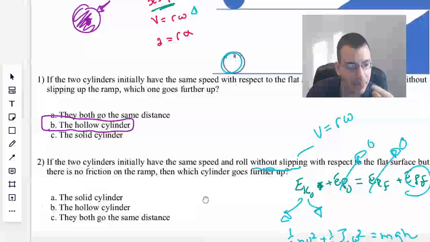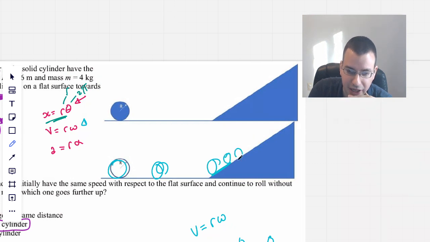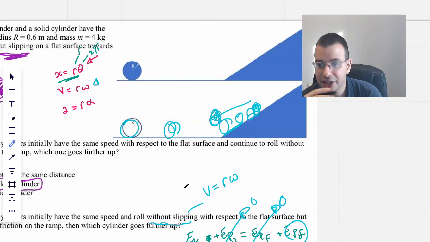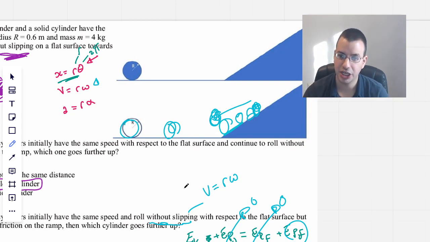Flat surface, but there is no friction on the ramp. So if there's no friction on the ramp, what's going to happen is this ball is spinning, but when it gets to the ramp, it just keeps spinning. It's going to go up a while, and it's still going to be spinning, and then it's going to fall back down the ramp while still spinning. What that means is this hoop and this cylinder are going to be unable to convert their rotational kinetic energy into potential energy on the ramp because they don't have the grip on the surface.